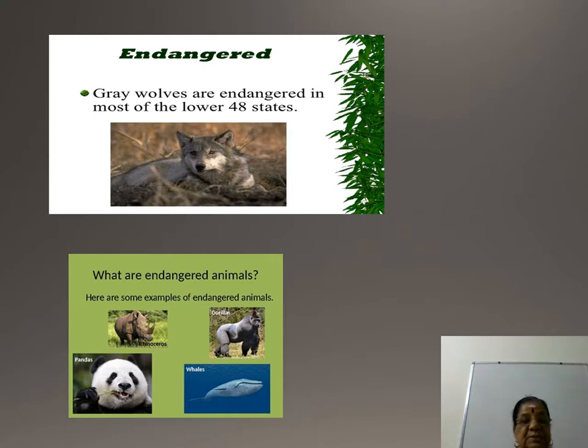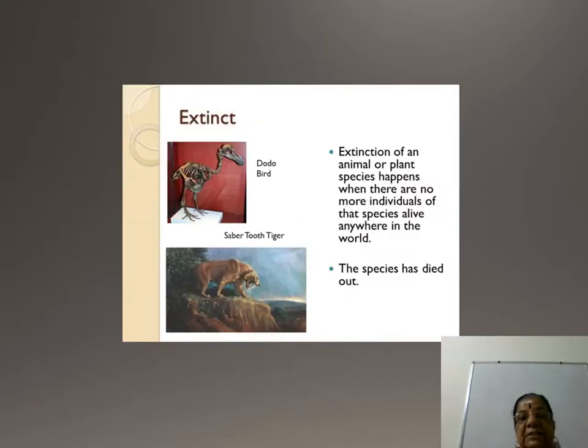Endangered species, what do we say? Animals which are on the verge of extinction, they are endangered species. These are all examples. Grey wolves are endangered in most of the lower 48 states. Rhinoceros, gorilla, panda, whale. These are all endangered animals. Right? The next one, it is extinct animal.